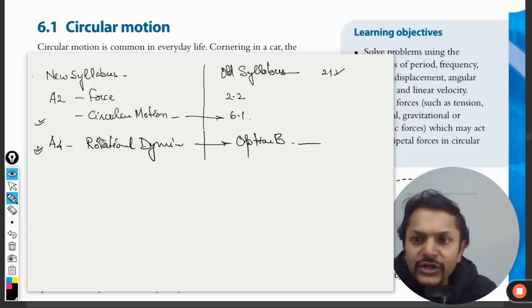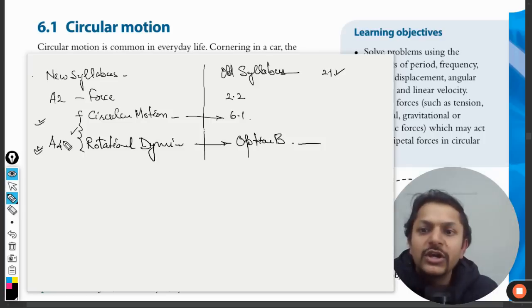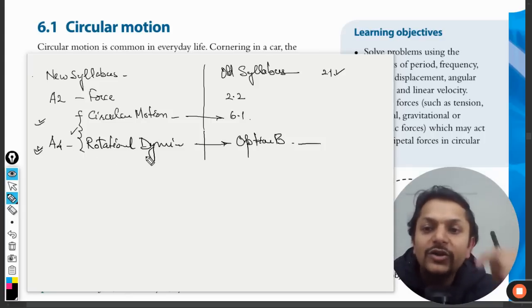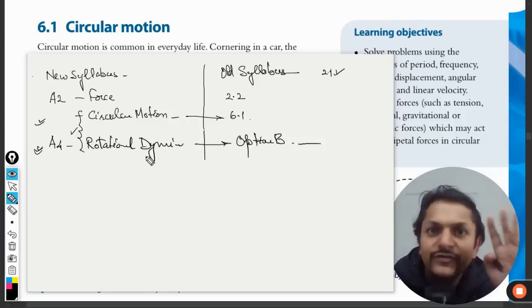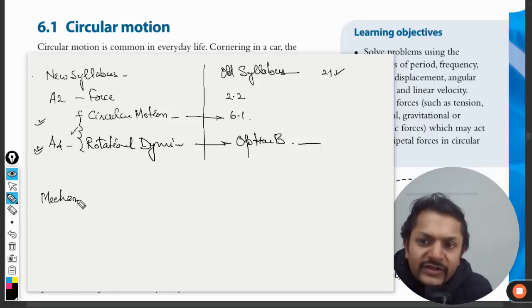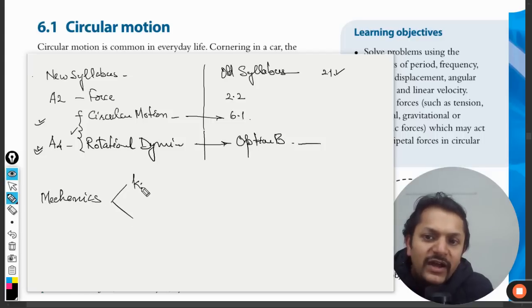But this rotational dynamics is intricately related with circular motion. So, if you want to add rotational dynamics into the syllabus, you can't go there without learning circular motion in the first place. And now again, mechanics is the branch of physics that deals with bodies in motion or at rest, which is divided into two parts: one is kinematics and another is dynamics.